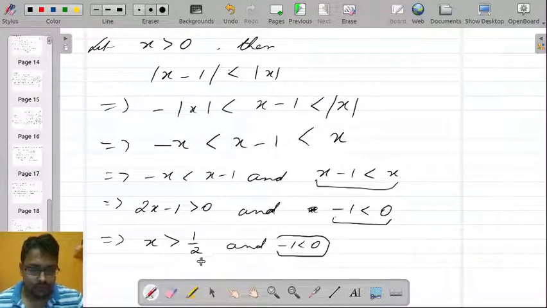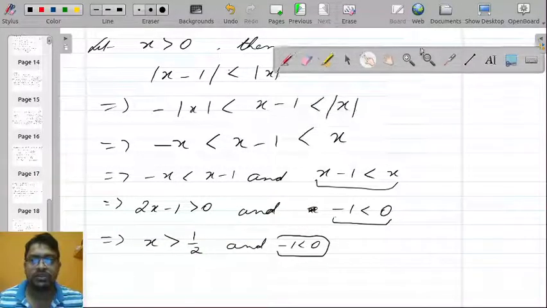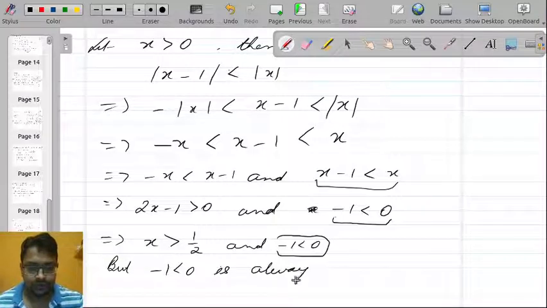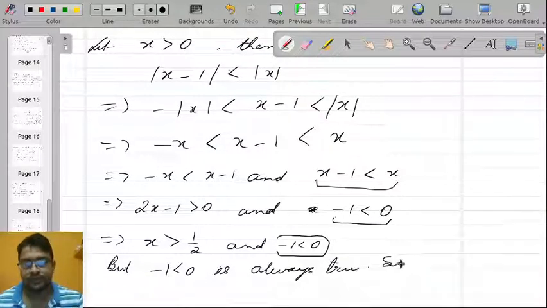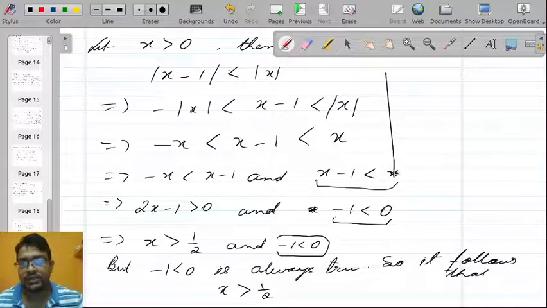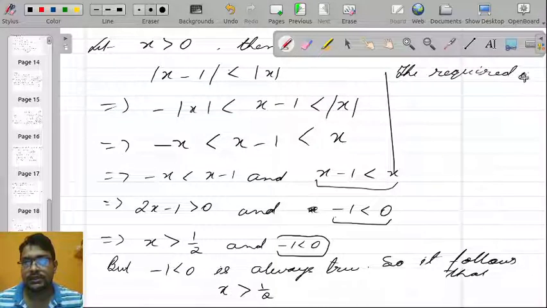So x greater than half and minus 1 less than 0. Since minus 1 less than 0 is always true, it follows that x is strictly greater than half. So the required set is A equal to the set of all those x in R which satisfy x is greater than half.